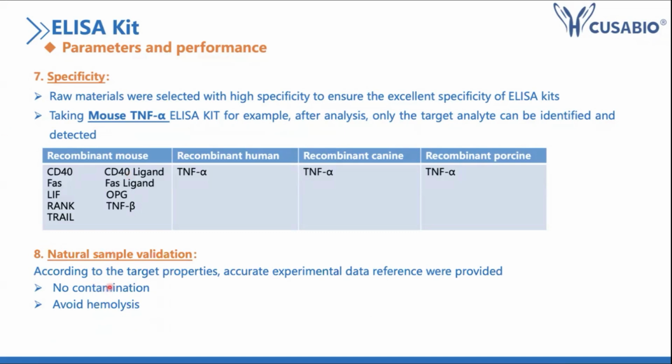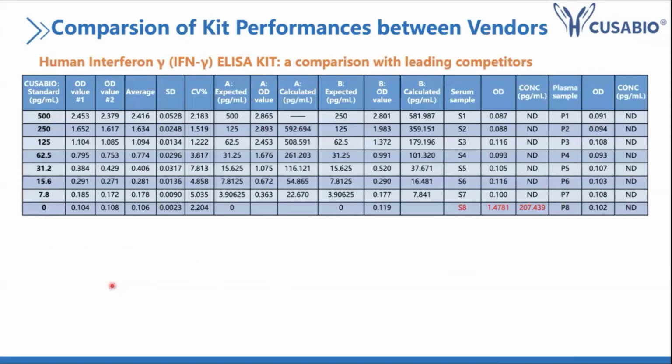So based on that promise, we did the validation. So this is some of the experiment data that we provide with the kit to avoid contamination or hemolysis with your real samples. So overall, I think after I introduce all the parameters, you will have a much better understanding of our CUSABIO kit.